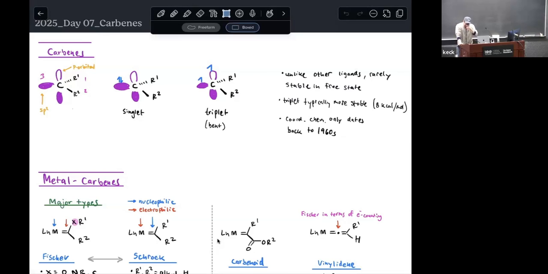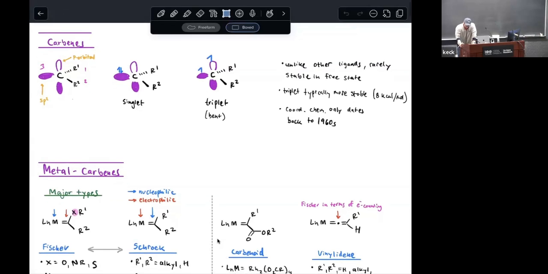The triplet state can actually exist in 2 forms, a linear and bent form. What I've drawn here is the bent form. And typically the triplet, again, this is all things you've probably encountered before, the triplet is more stable, and that goes back to Hund's rule. And it's stable to the tune of 8 kcal per mole. The exceptions to this are when the R1 or R2 groups have heteroatoms.